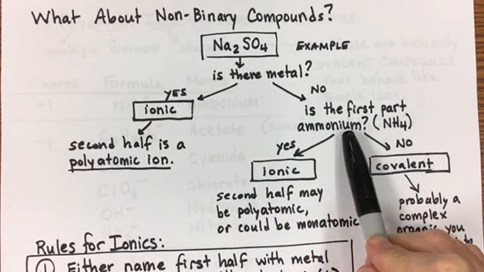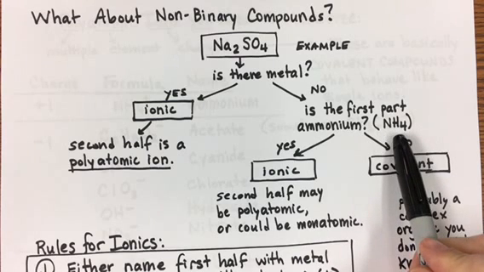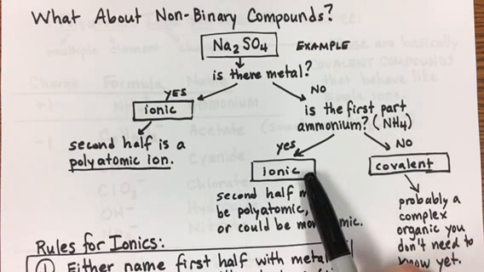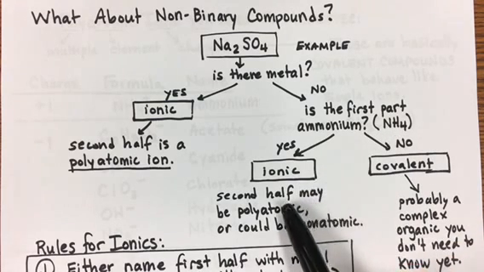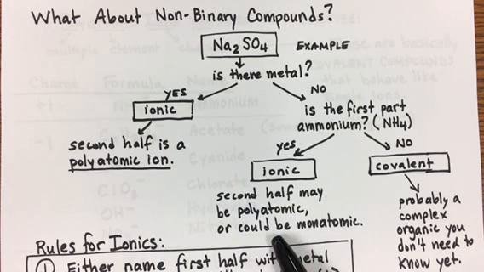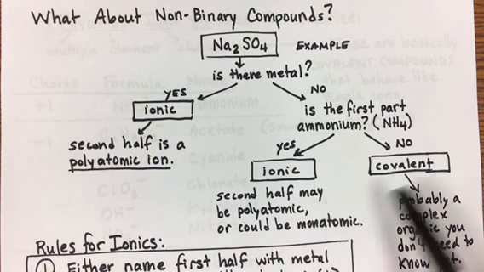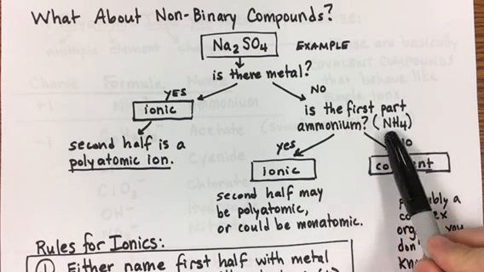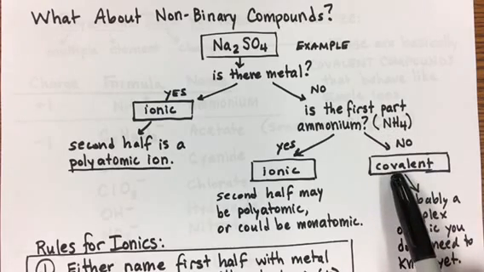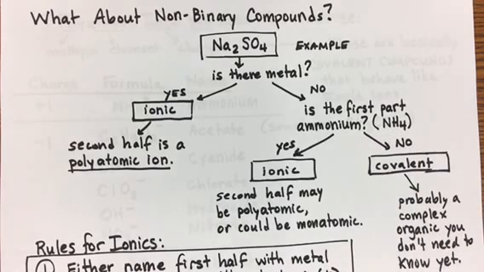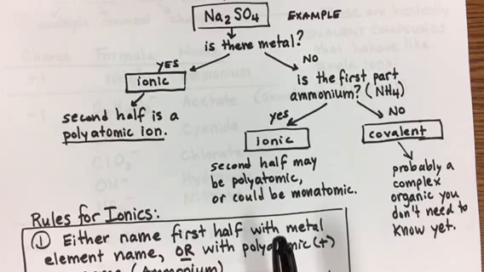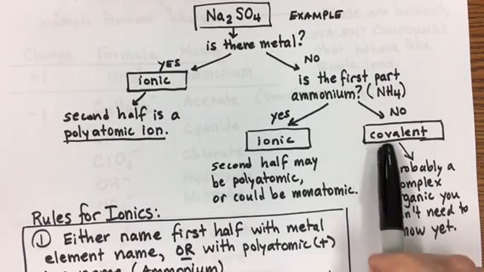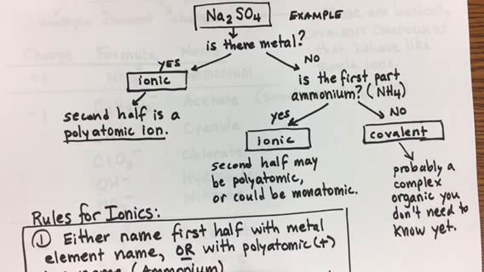If there is no metal, then you could ask, is the first part ammonium, which is NH4? If it is, then this again is ionic, and the second half may be polyatomic, or it could be just monatomic, which is the type of ions we've already been dealing with, simple single element ions. If the first part is not ammonium, then this is probably some complex organic compound that you really don't need to know about right now, and it's purely a covalent compound.